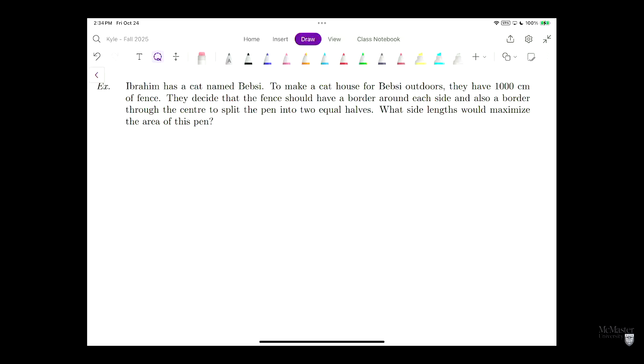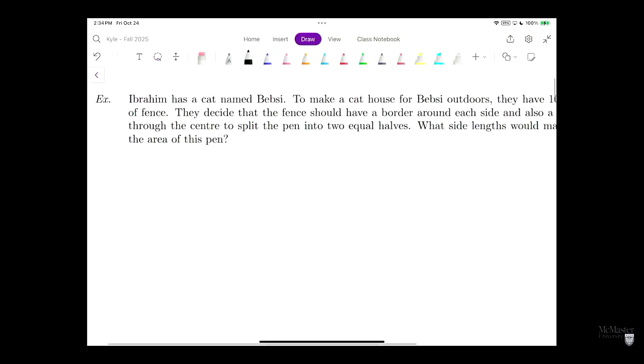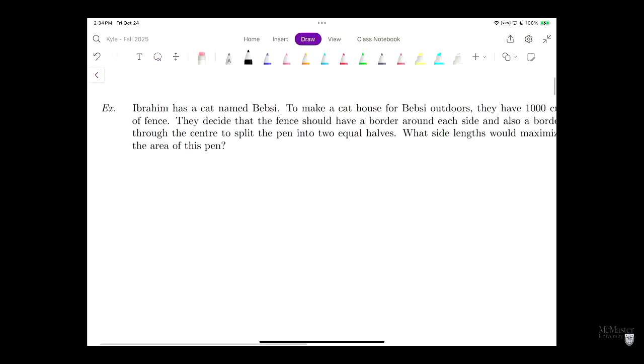So let's really quickly make a drawing of what this looks like. We have this rectangular pen here. We're going to split it into 2 halves by this piece of fence here. And we'll let x be this distance right here, and y be this vertical distance right here.